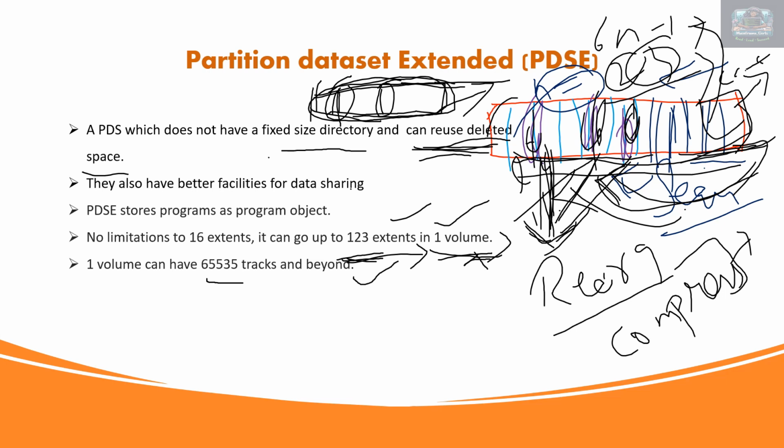And as I told you, it's not a fixed size directory. A single PDSE can have 522,236 members. Mostly we don't create that many members, but that is why it is portrayed as unlimited members: compared to a PDS, we can create unlimited members in a PDSE.